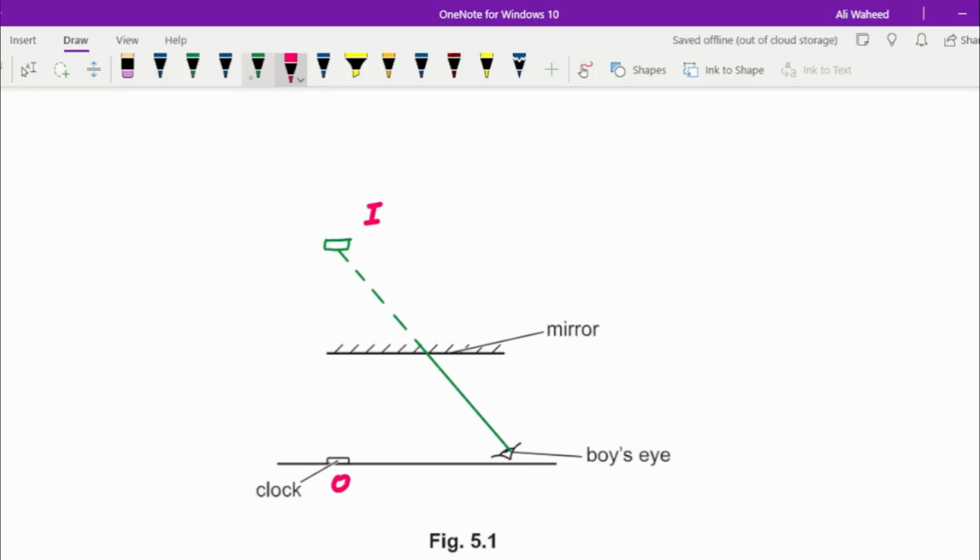In the next step, the final step, you draw a ray from the point of intersection. This is the POI, the point of intersection. You draw a ray from the object towards the point of intersection. So that would look something like this. And in the final step, you draw the arrows. Arrows are drawn in such a way that they are away from the object and towards the eye. So that will look something like this.